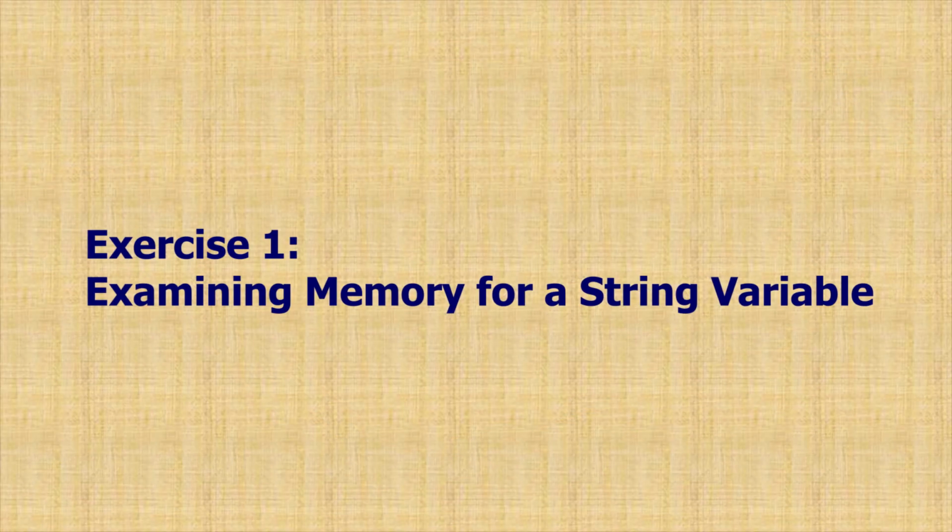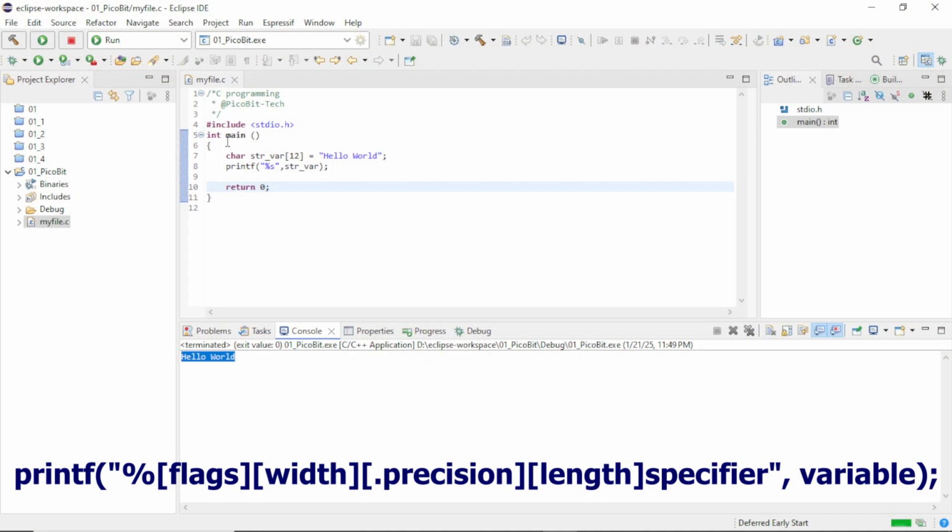Exercise 1. Examining memory for a string variable. The general syntax of printf is shown below on the screen. We will demonstrate how flags, widths, precision, and lengths work through practical coding examples. Each uppercase or lowercase English letter corresponds to a number stored in the computer or microcontroller's memory as binary data. The ASCII code table, which we briefly discussed in the last video, assigns a decimal value to these characters.